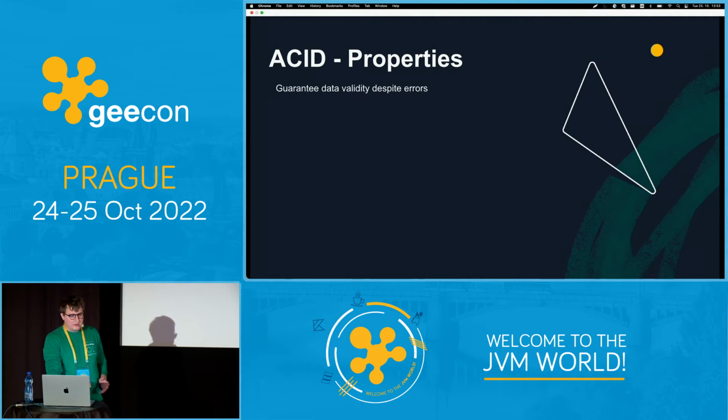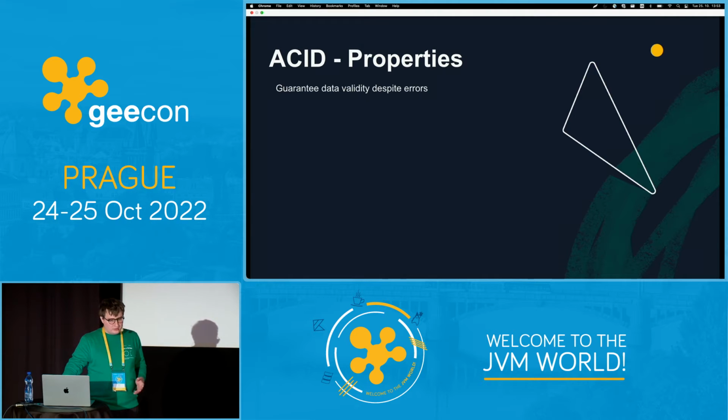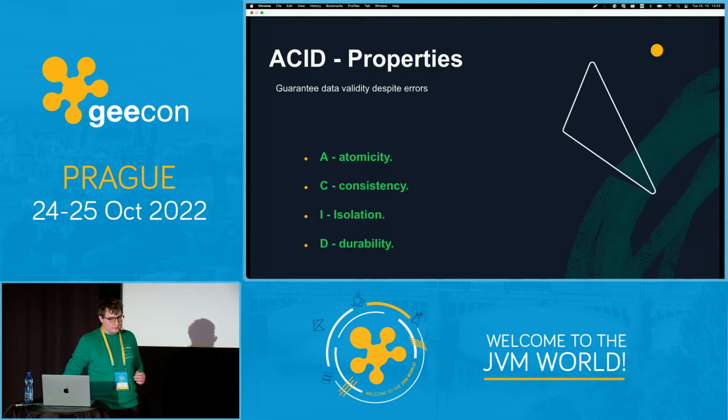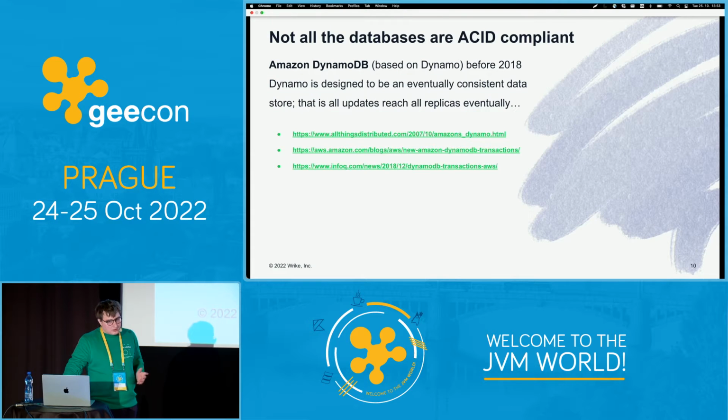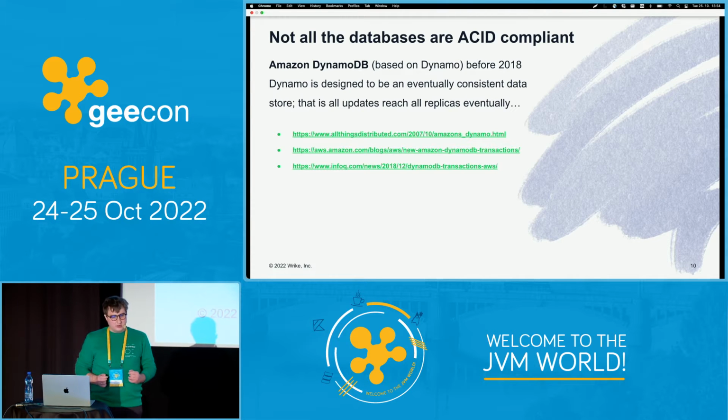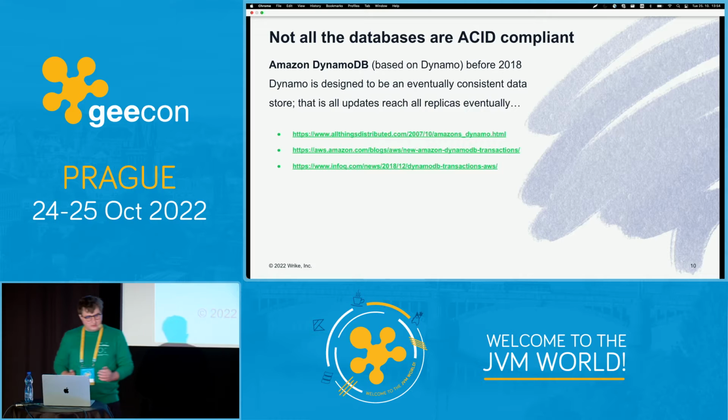So you remember ACID properties from the relational databases. Most databases have them, but we'll talk. So it's atomicity, consistency, isolation, and durability. However, not all the databases are ACID compliant. For example, Amazon DynamoDB. Before 2018, it was created as an eventually consistent data store.